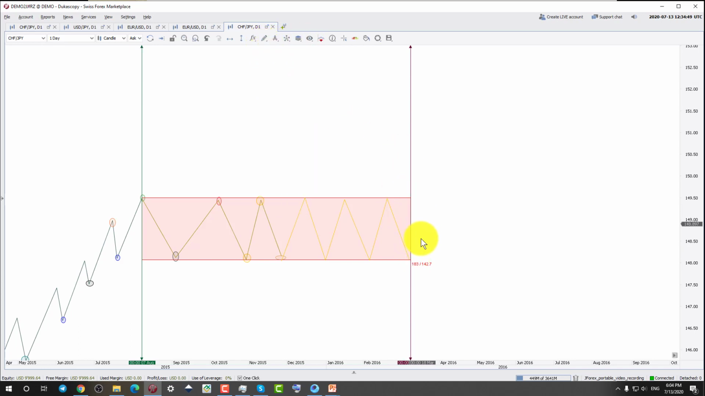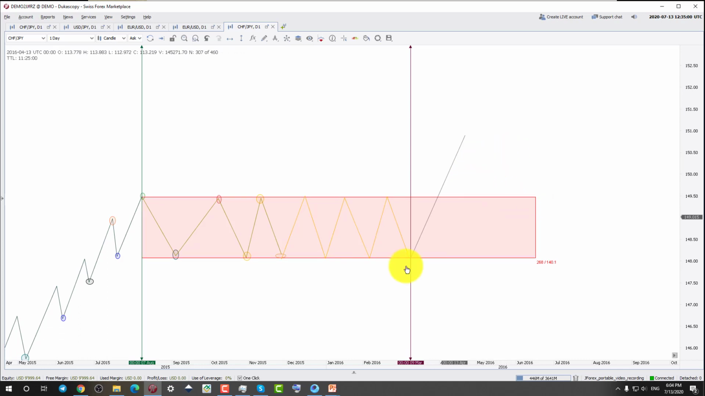Actually we are expecting a break to the upside like this, but we cannot be sure about it before this break happens. So the pattern can break to the downside also, the pattern can break to the upside also. If it breaks on the downside, then it is a failed pattern, but if it breaks on the upside, then it is the correct breakout.